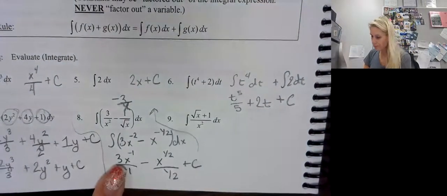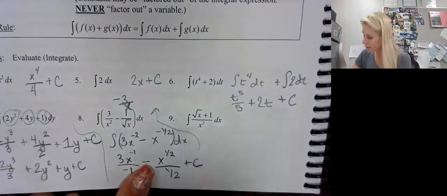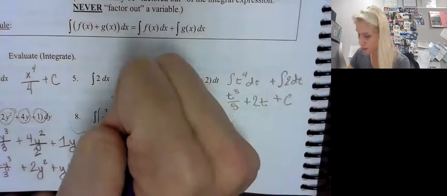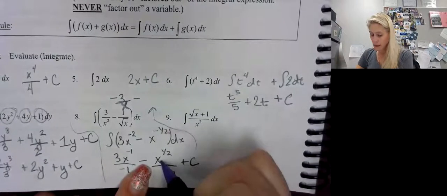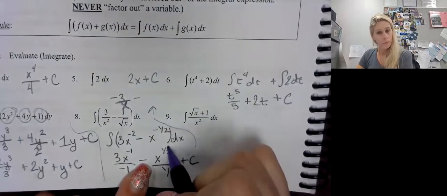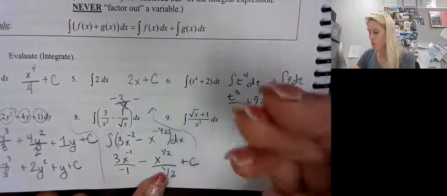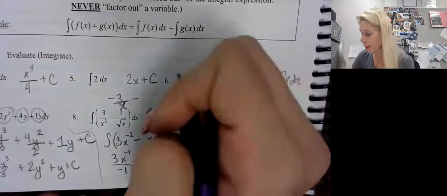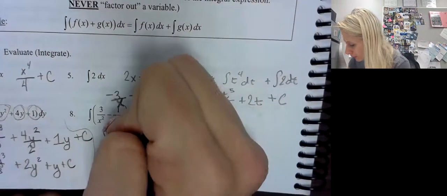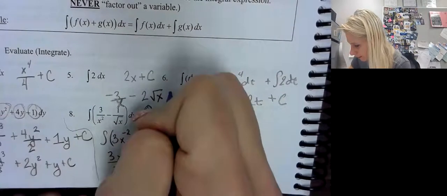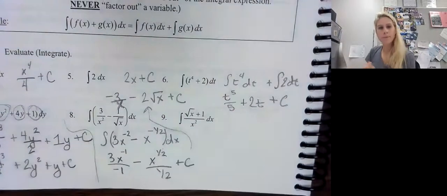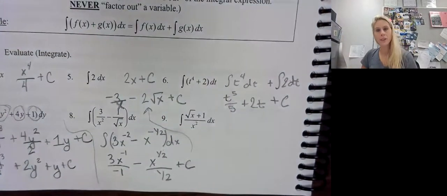Here, we still have our minus. There's no minus and negative to make it positive. x to the 1/2 is a square root, and dividing by 1/2 is the same thing as multiplying by the reciprocal. Multiplying by the reciprocal would be 2 square root x. And then we have plus c. And that is our simplified answer for 8.